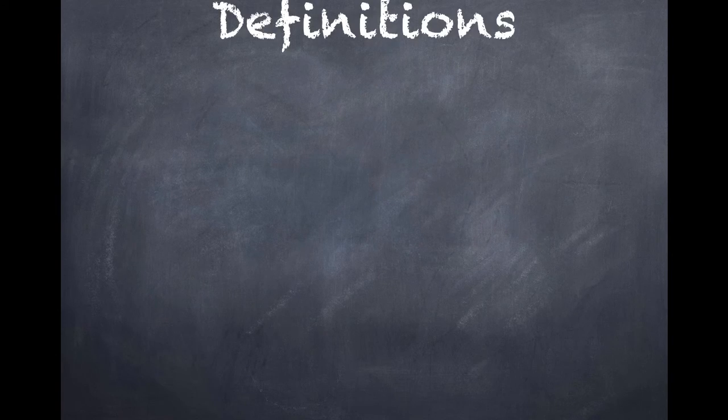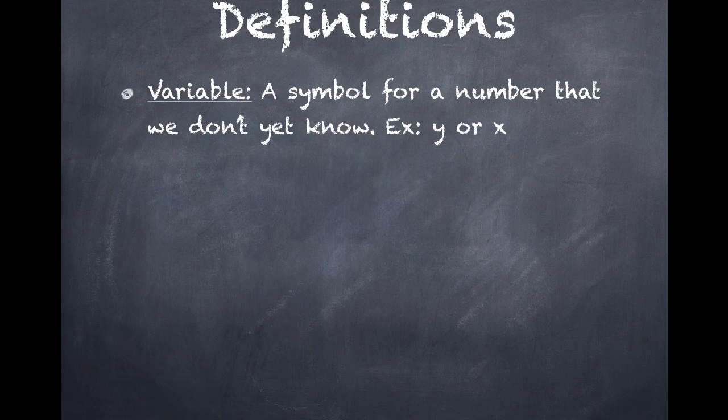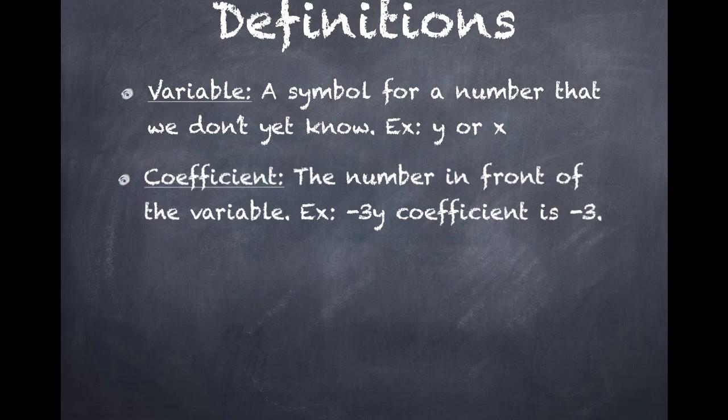So our first definition is variable. A variable is a symbol for a number that we don't yet know, for example, y or x. Our next definition is coefficient. A coefficient is the number in front of the variable. For example, negative 3y, the coefficient is negative 3.